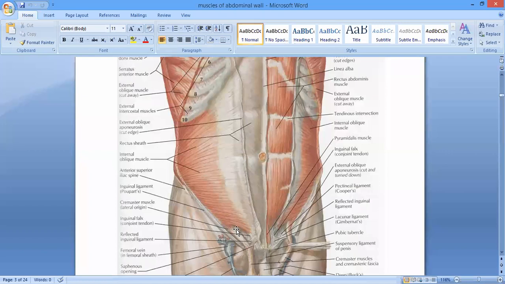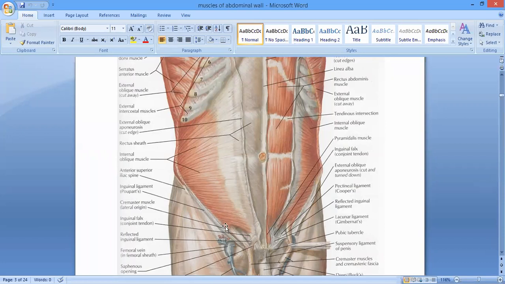And similar fibers जो है ना transversus abdominis muscle के भी होते हैं, right? So the lower fibers of the transversus abdominis muscle and the internal oblique muscle are going to form a tendon that is called the conjoint tendon, ठीक है, or it's also called the falx inguinalis, right?